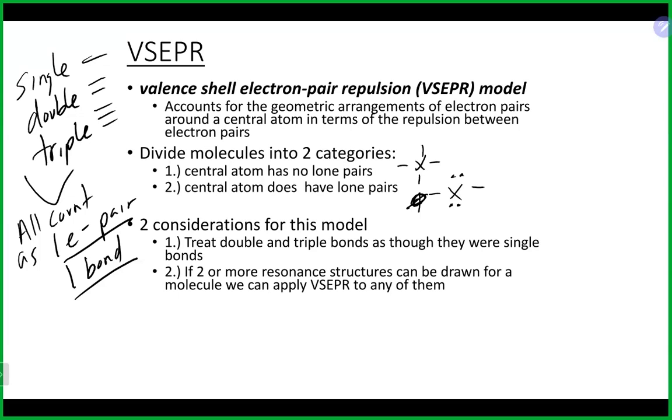The second one is not super important for us, but if you draw any of those resonance structures, you could do this geometry to all the resonance structures that you drew, and you most likely will hit the same geometry for every resonance structure that you drew. So they'll all be the same. All right, so let's talk about how we do this.